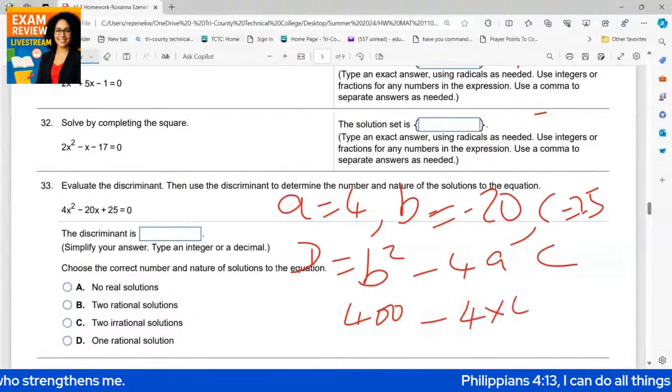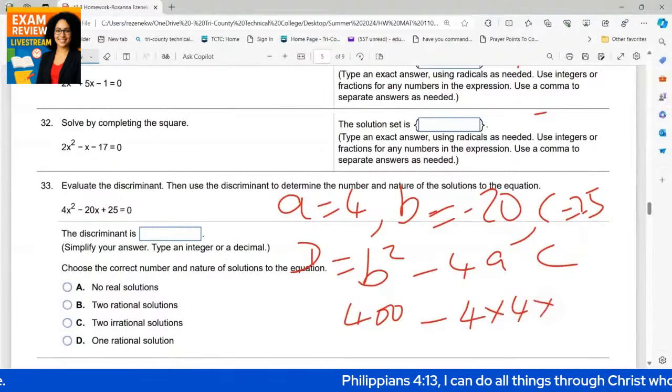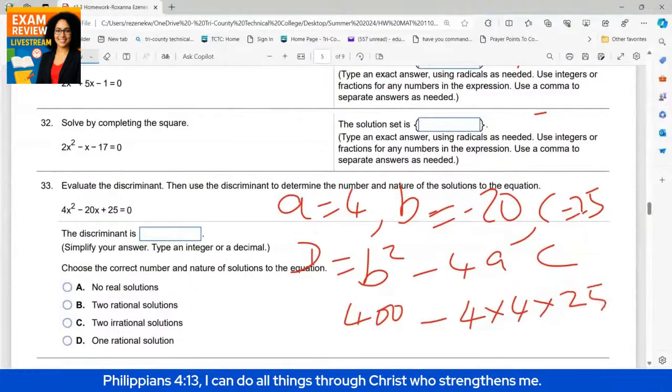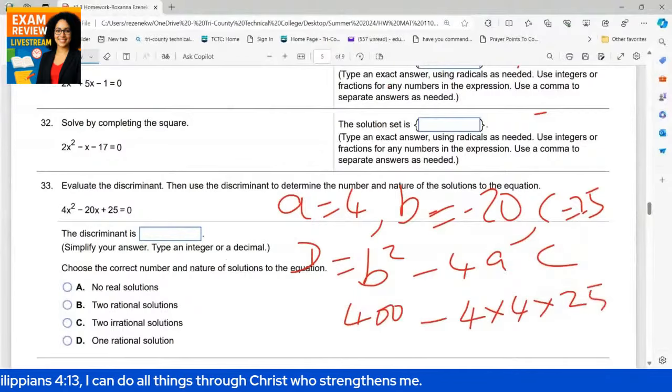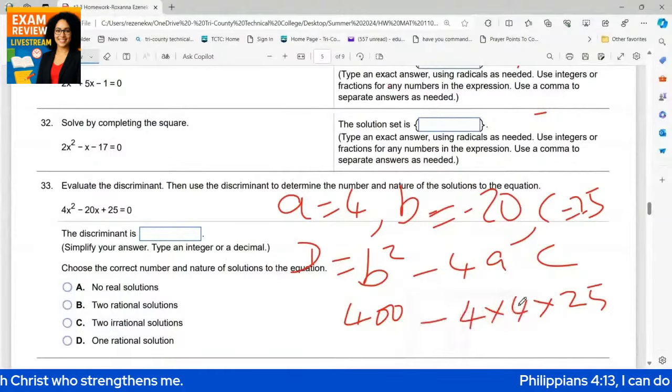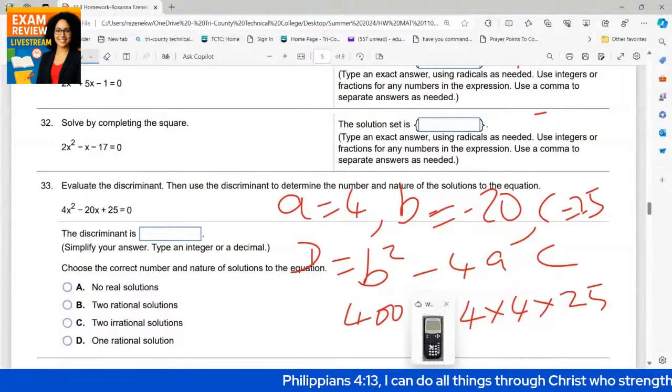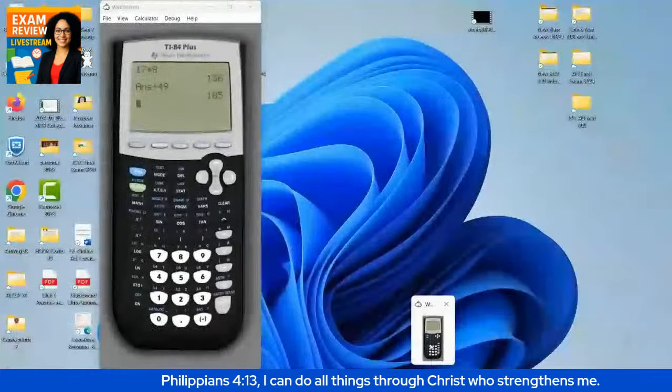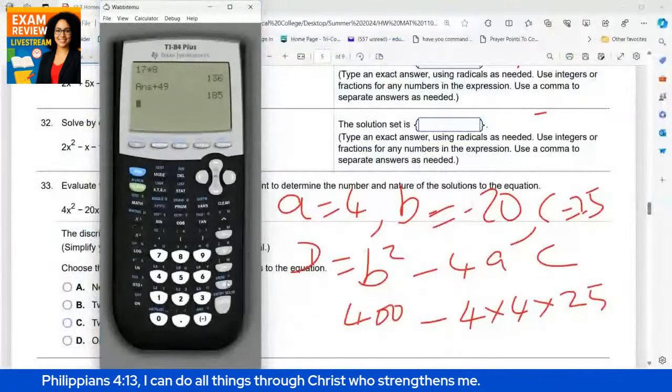is 4, C is 25. Okay, so we're told to evaluate the discriminant. We want to check this other side. 4 times 4 is 16, 16 times 25. So let's find out what it is, and we decide what happens to the discriminant.